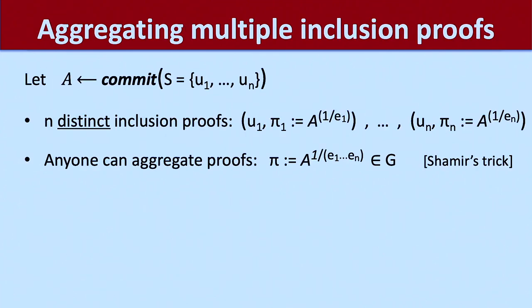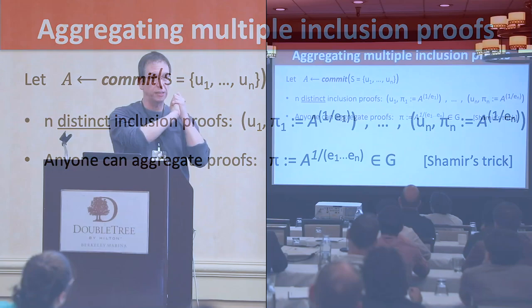So why am I telling you about all this? Well, it turns out using these new proofs of knowledge, we can do kind of magical things with these accumulators. In particular, for example, we can compress a whole bunch of inclusion proofs into a single value.